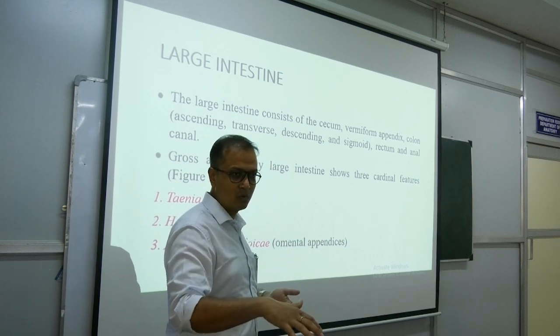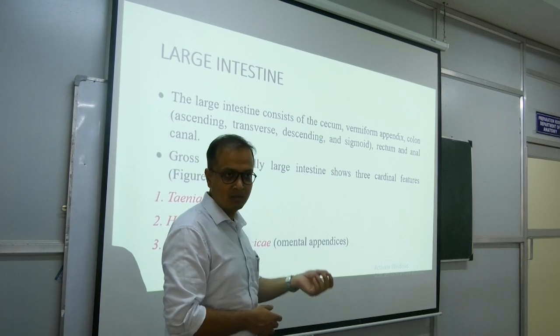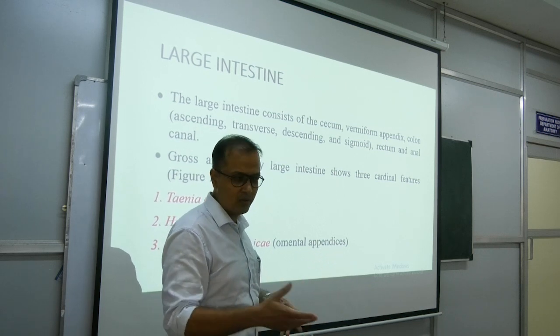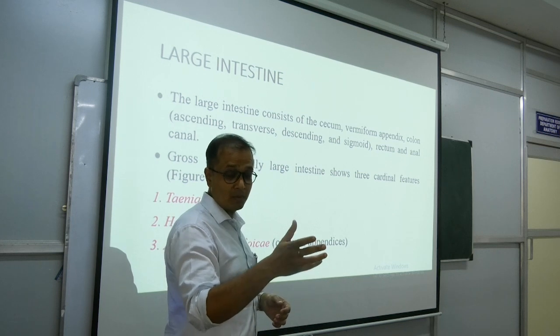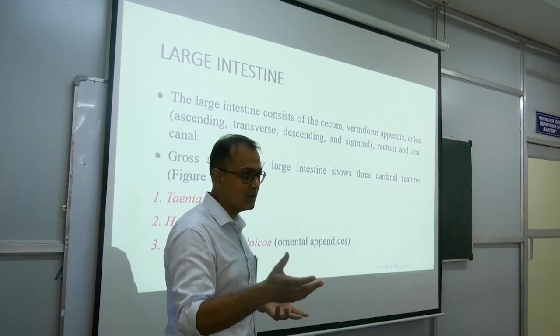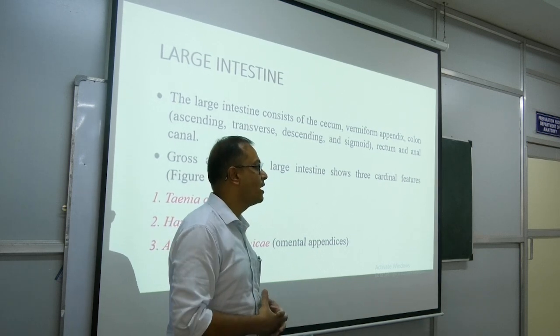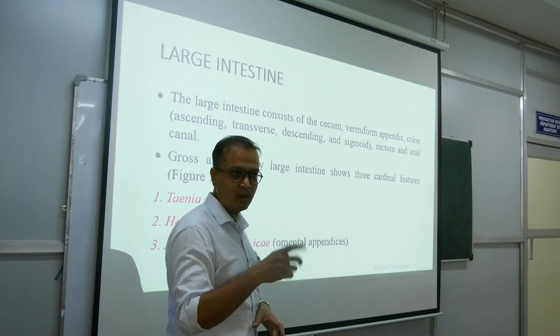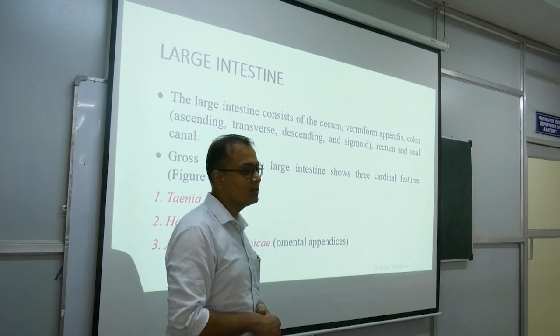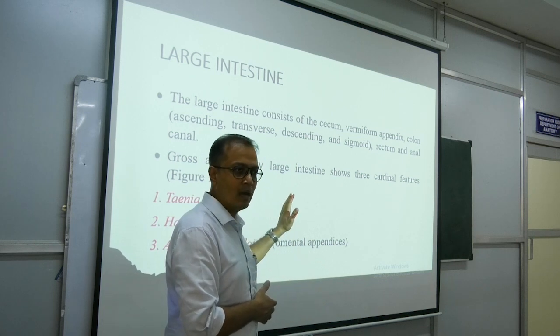Then we have the submucosa, which has glands if present, blood vessels, nerves, and lymphatics as well, if present in a particular segment. Then we have the muscle layer, outer longitudinal and inner circular, the same rule as before. And the outermost layer is covered with peritoneum, giving a covering on the outer side. So the same principle applies here.